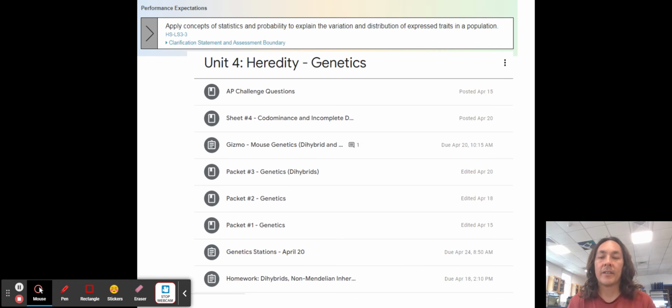The standard that we're working on is applying concepts of statistics and probability to explain the variation and distribution of expressed traits in a population. This ties into DNA, into evolution, and many of our other units, and I hope you can make a little concept map and see those come into play.